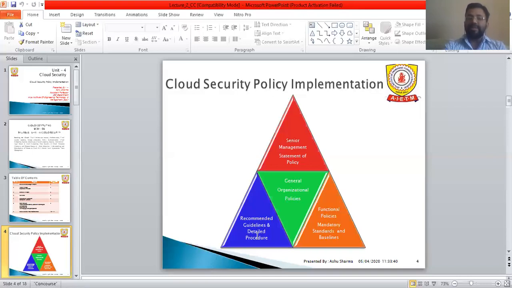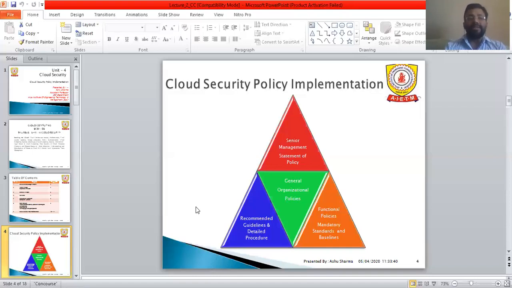Next one is the procedure. We are all computer savvy, so we all know that a procedure is a set of step-by-step instructions. In order to achieve certain goals and targets, we have to follow step-by-step procedures. So this is the structure we have in order to start with cloud security policy implementation.